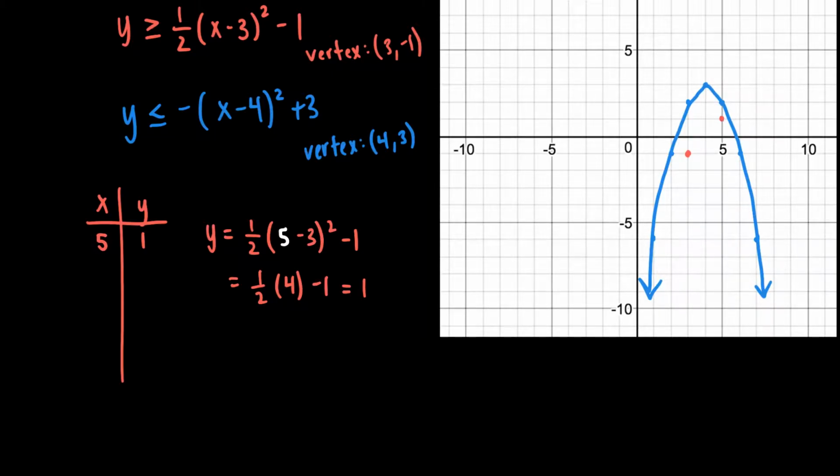So let's go ahead and do that. 5 for x, 1 for y. And since it's symmetrical, since we went over 2, up 2, we can do the same thing here. Over 2, up 2.